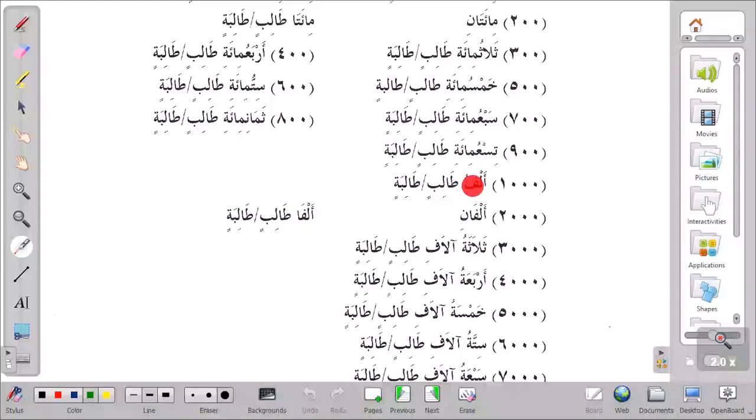So 1, it is used for both masculine and feminine. 2, the thing we are counting is mudaf, and then the thing we are counting will be mudaf ilayhi. And then 3, the thing we are counting, the ma'dud, is going to be singular. So alfu talibin, not tulab. Oh, that is clear. Okay.